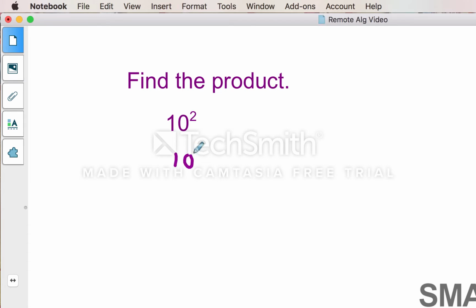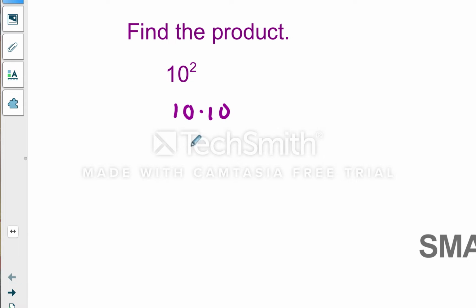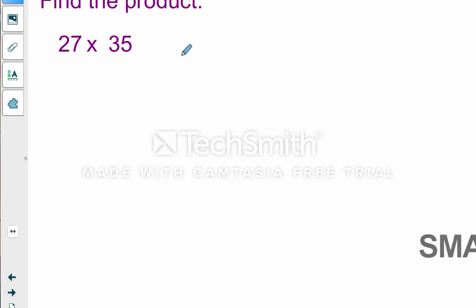You were probably taught to just do 10 times 10, to rewrite it. And that would obviously equal 100. The students would put 20 for an answer, or they might be just unfamiliar with what this means. They could think it means 10 times 2, but we're familiar with it. Another review here, 27 times 35.